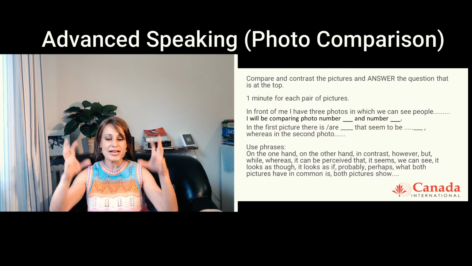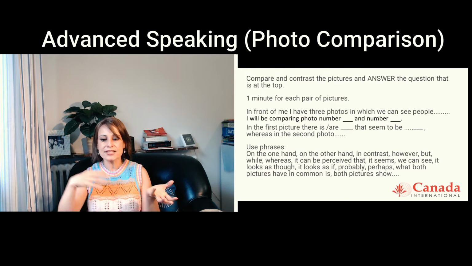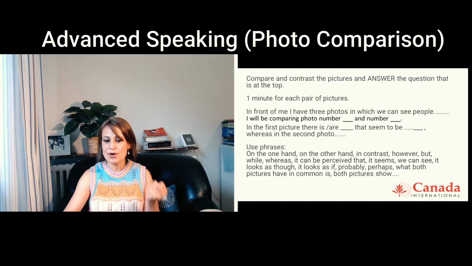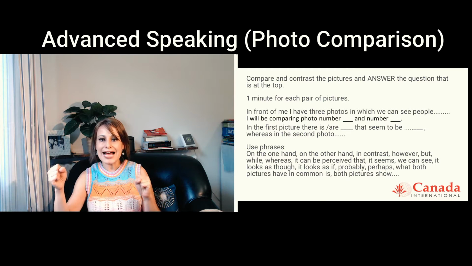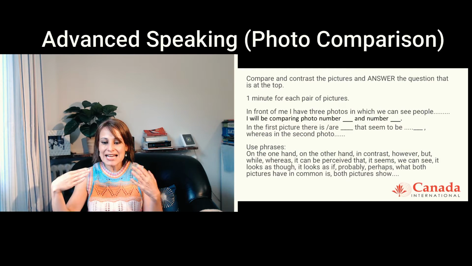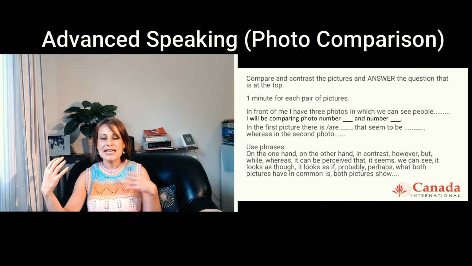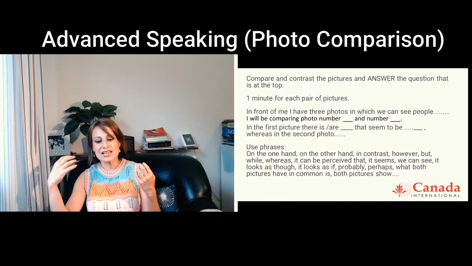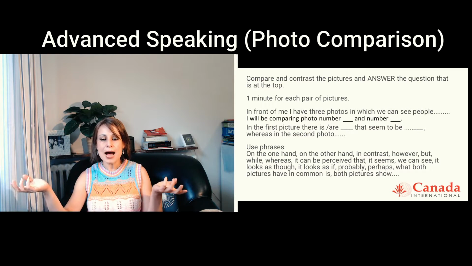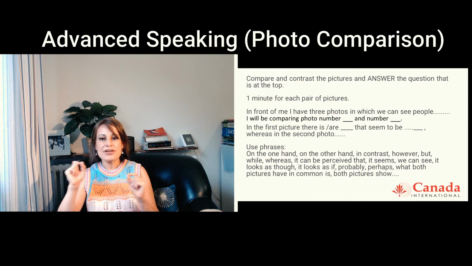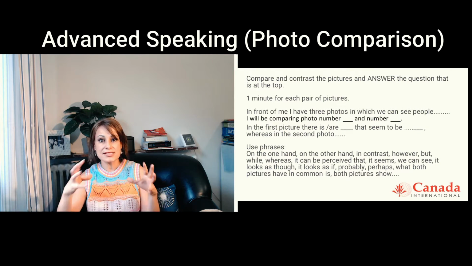Remember, you have to use phrases such as on the one hand, on the other hand, in contrast, however, but, while, whereas, it can be perceived that, it seems, we can see, it looks as though, it looks as if, probably, perhaps, what both pictures have in common, both pictures show. And remember, you can also use conditional sentences and passives and all the things and special vocabulary.